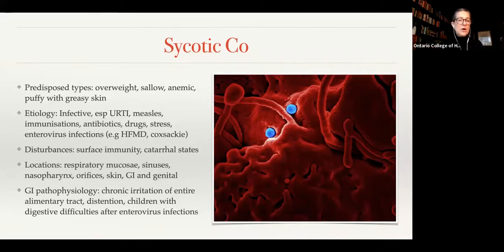The disturbances are on the surface immunity, their catarrhal states. The locations are the respiratory mucosae, sinuses, the nasopharynx area, orifices, skin, gastrointestinal tract, and genitals. And the GI pathophysiology is chronic irritation of the entire alimentary tract, meaning starting at the mouth and going all the way down to the anus, distension, children with digestive difficulties after enterovirus infections like the ones listed above.